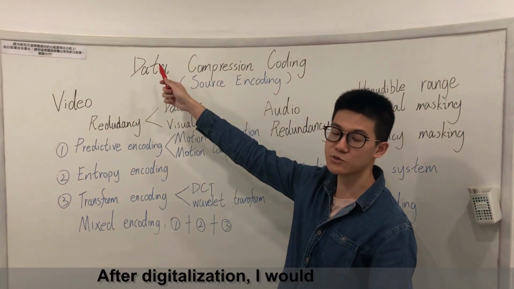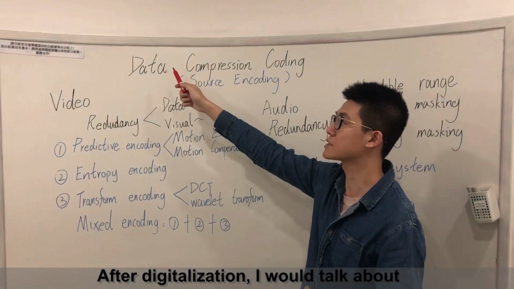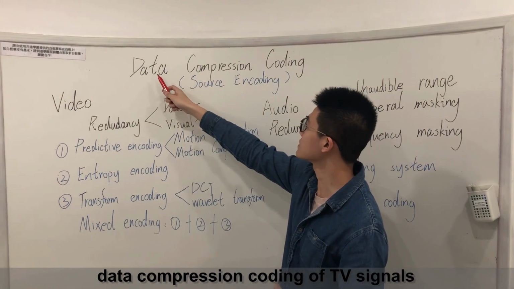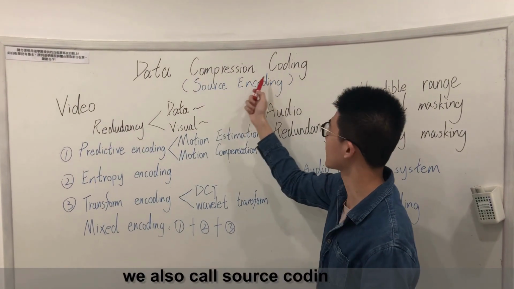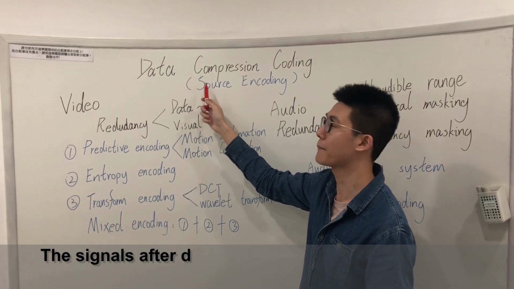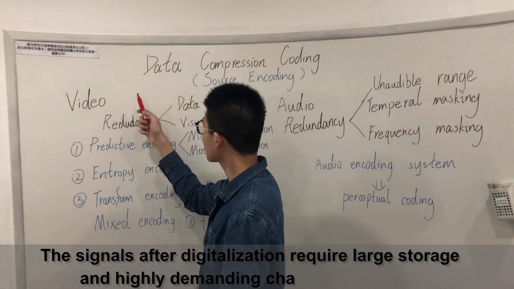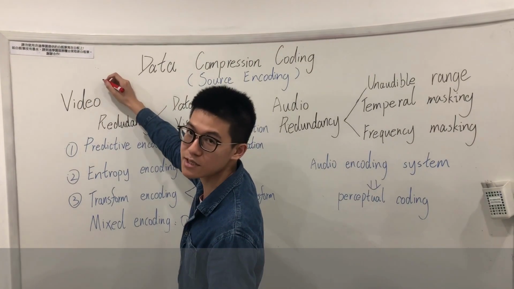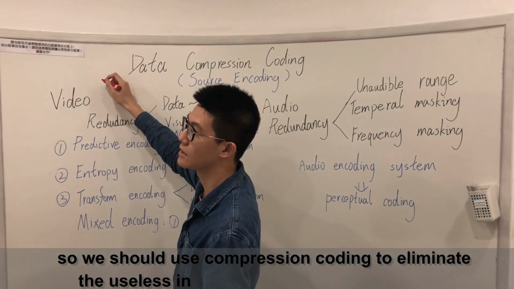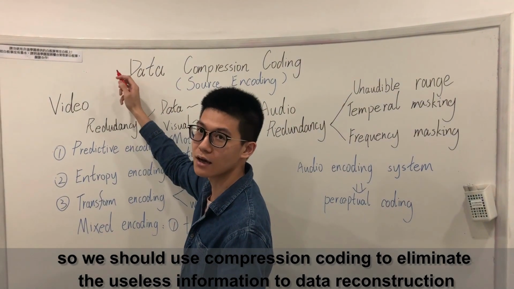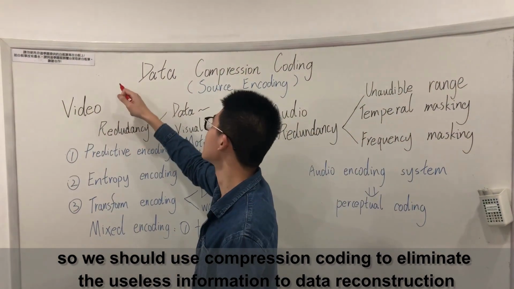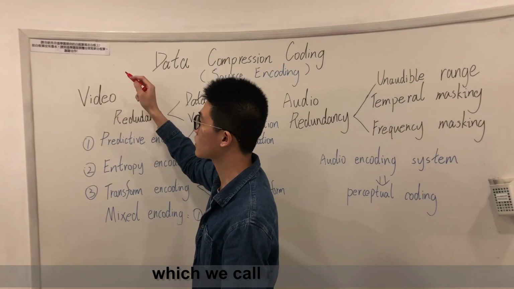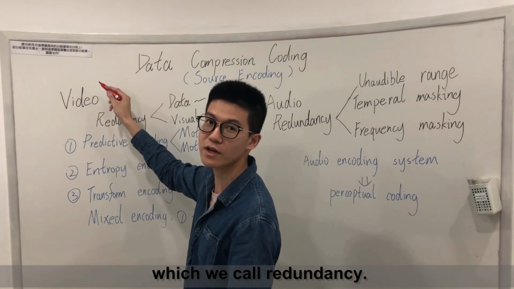After digitalization, I will talk about data compression coding of TV signals. We also call it source coding. The signals after digitalization require large storage and highly demanding channel bandwidth. So we should use compression coding to eliminate the useless information for data reconstruction, which we call redundancy.